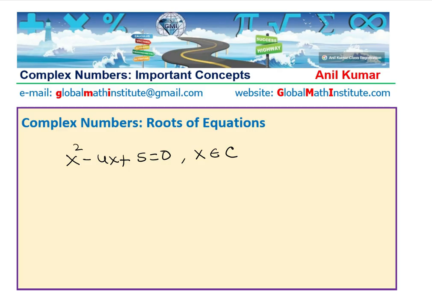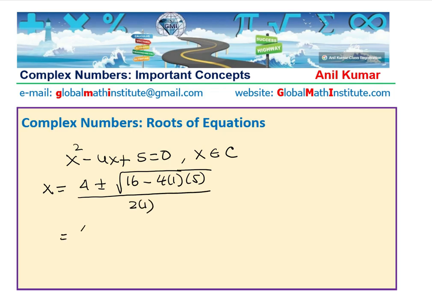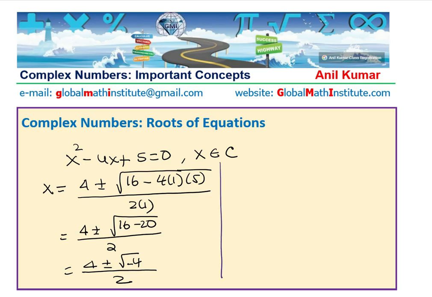Now if I have to find the solution of this, what we can do is use the quadratic formula, and we can write x equals 4 plus or minus square root of 4 square, which is 16, minus 4ac, which is 4 times 1 times 5, divided by 2 times a, which is 2 times 1. So this is 4 plus minus square root of 16 minus 20 over 2, right? Which gives you 4 plus minus square root of minus 4, over 2.